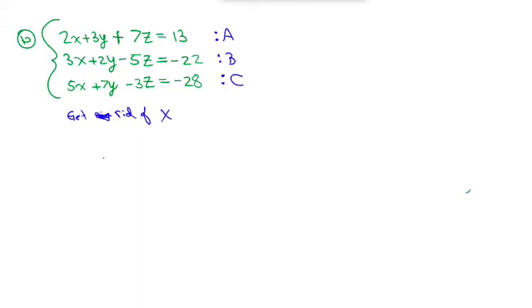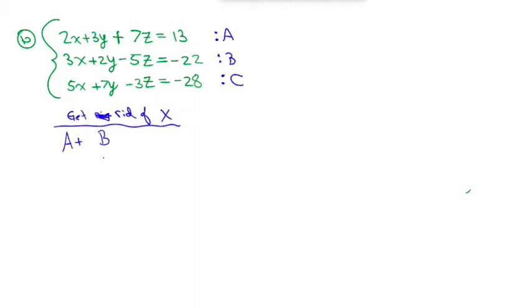So if we're going to get rid of x, are we going to do the top two, bottom two, or are we going to do the top two and outside ones? Remember, you have to do it twice. So you have a choice. You do it to A and B and B and C, or you do it to A and B and A and C. I'm going to do A and B, B and C. So we'll start off with A, B.